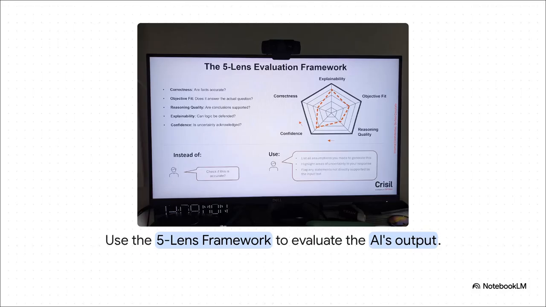When you hit that observation phase, you need to aggressively apply these 5 specific lenses to evaluate the AI's output. Lens 1, check its correctness. Are the facts actually accurate? Lens 2, ensure objective fit. Did it really answer your specific question? Lens 3, validate reasoning quality. Are the conclusions logically supported by the data you gave it? Lens 4, demand explainability. Can that logic be clearly defended? And Lens 5, gauge its confidence. Is the AI acknowledging uncertainty, or is it just faking certainty?